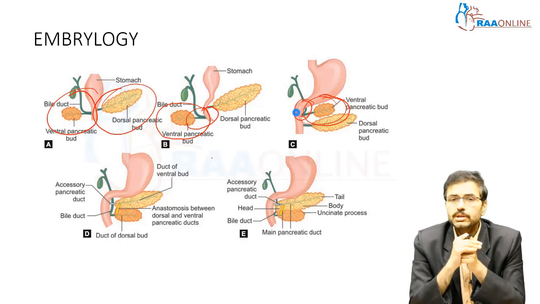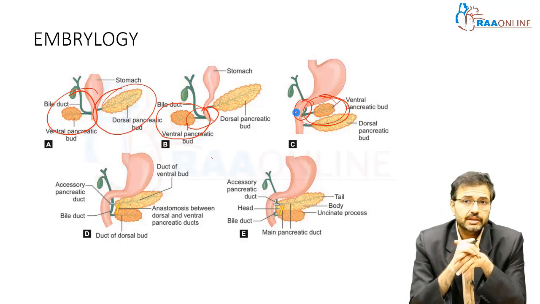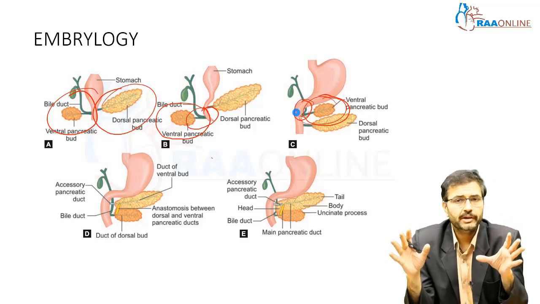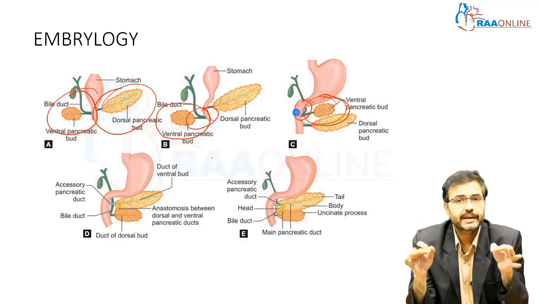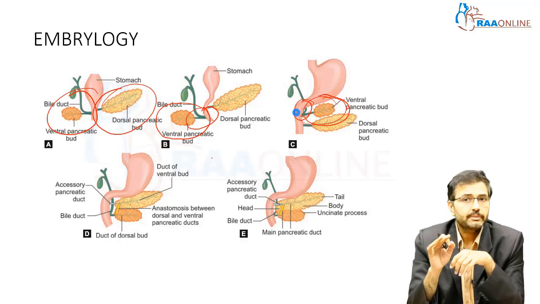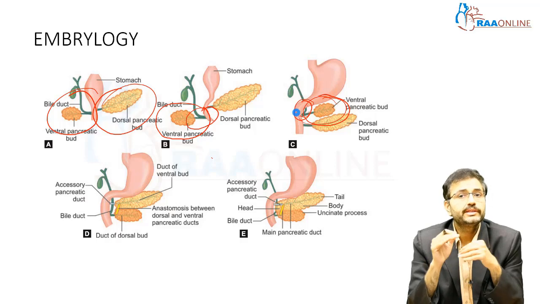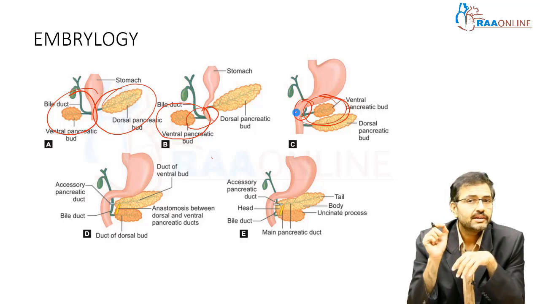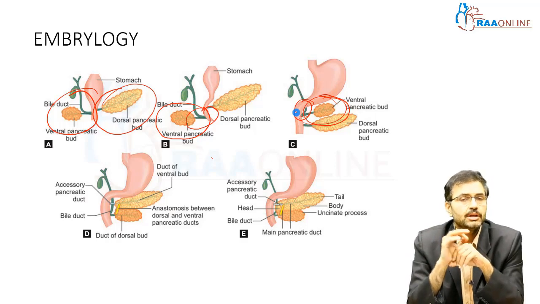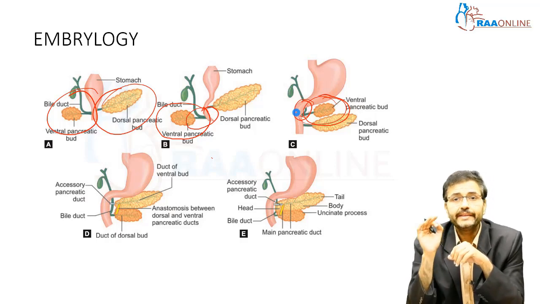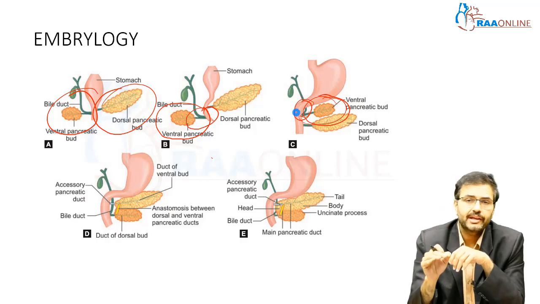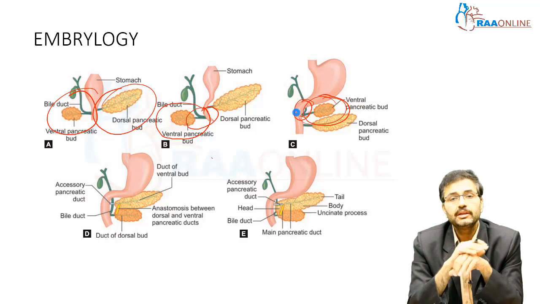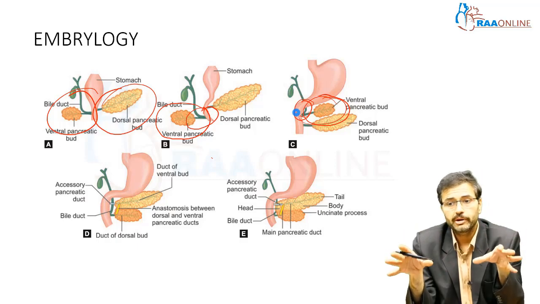Okay, now the dorsal pancreatic bud gives rise to a predominant portion of the pancreas. Most of the pancreas develops from the dorsal pancreatic bud. The ventral pancreatic bud gives rise to only the lower portion of the head of the pancreas and the uncinate process. So the uncinate process and the lower portion of the head of the pancreas alone are derived from the ventral bud of the pancreas. The rest of it is all from the dorsal bud.